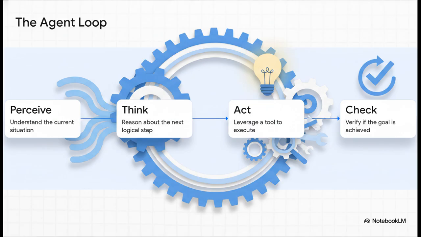The agent perceives the current situation, thinks about the logical next step, acts by leveraging a tool, and then checks to see if the overall goal is completed. If it's not done, the loop just starts right back up at the beginning. Perceive, think, act, check, over and over.